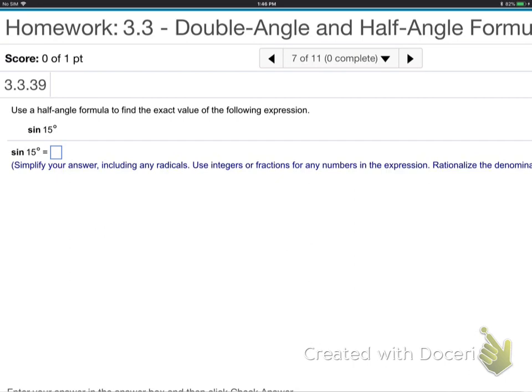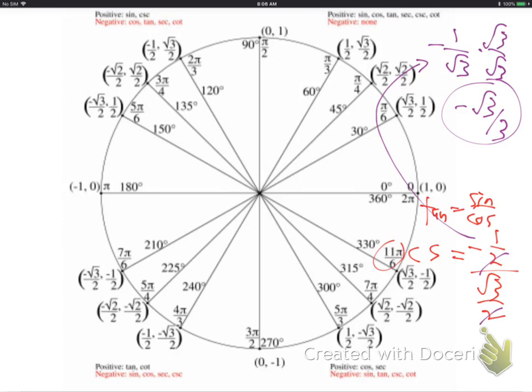We did 60 minus 45, or 45 minus 30. Either way, you'd get 15, right? Because on Tuesday we learned how you add or subtract two angles. So we figured out a way to do this by subtracting. It's because 15 degrees is not on my unit circle. Where's 15? It's not there.